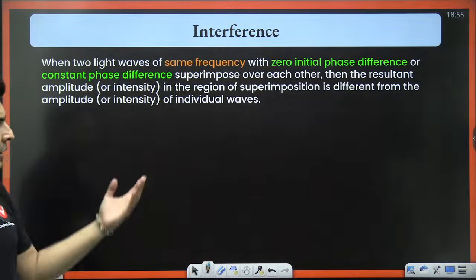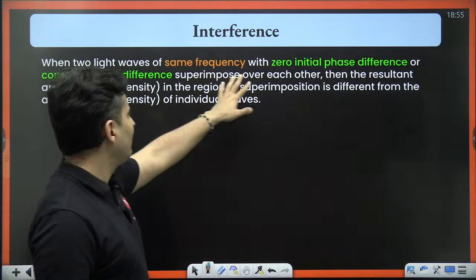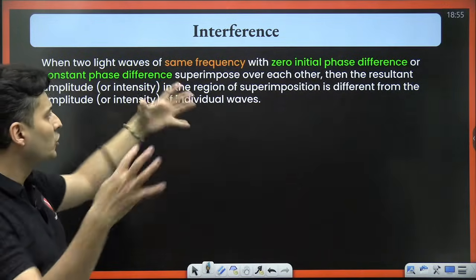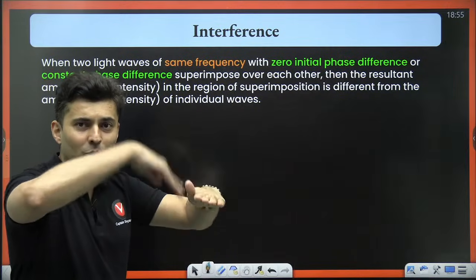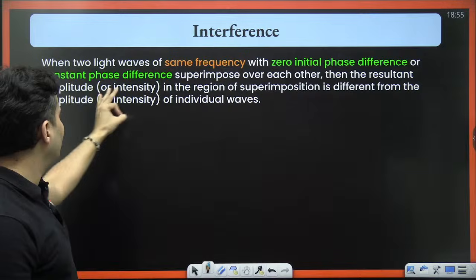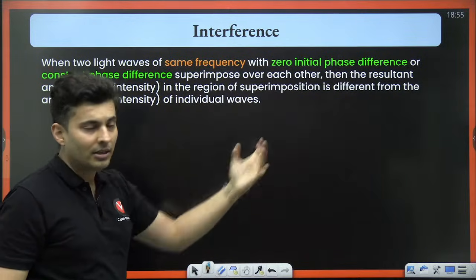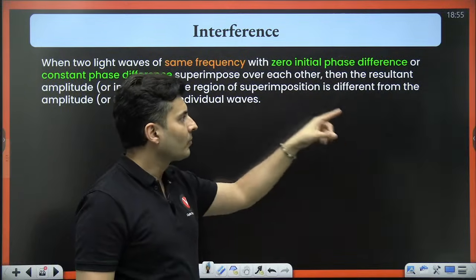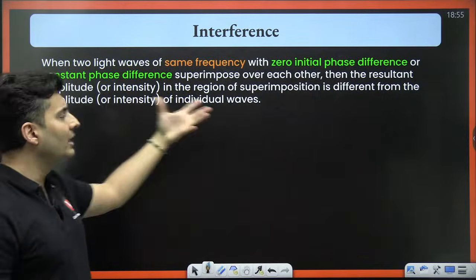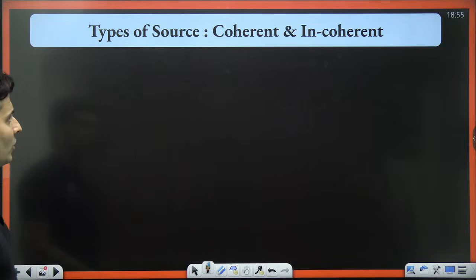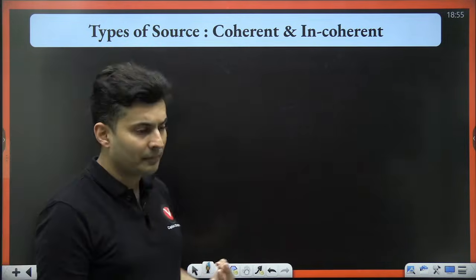Keep that in mind. So when two or more light waves of the same frequency, with no phase difference or a constant phase difference, superimpose on each other, then the resultant intensity in that region, that is the total intensity in that region, is different from the individual waves. That is your interference. Keep that in mind. So that is one thing.